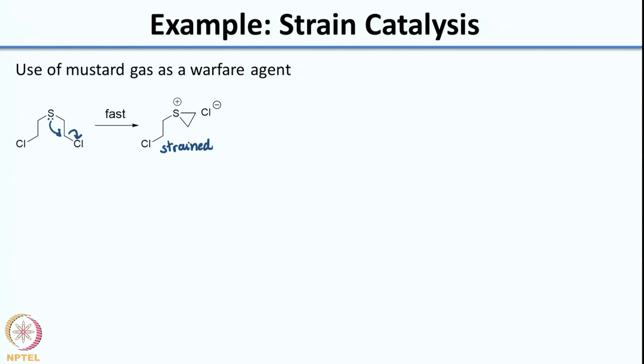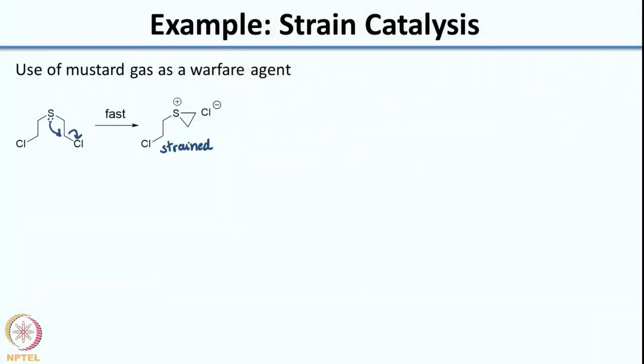Now, this is far more reactive than a direct substitution here, because the strain increases the energy of the reactant. Remember the reaction coordinate we had seen earlier. What has happened is, it has increased the energy of the reactant. This is essentially neighboring group participation. You have not added an external catalyst, but it explains the concept of strain catalyzing a reaction, which is why I have shown it here.